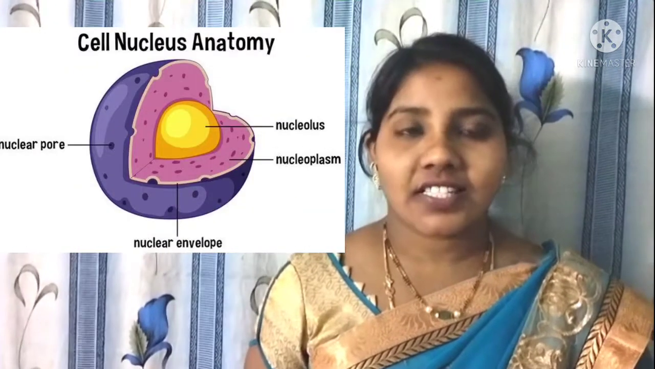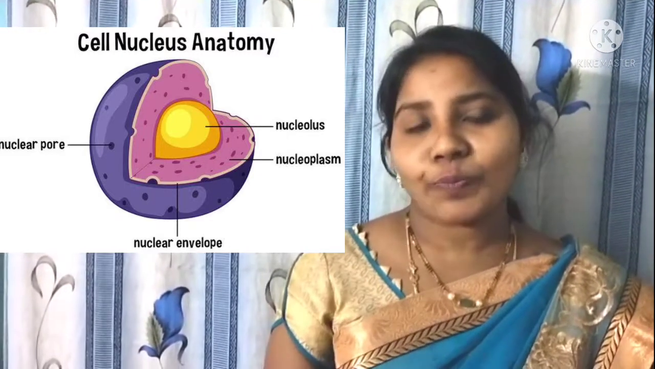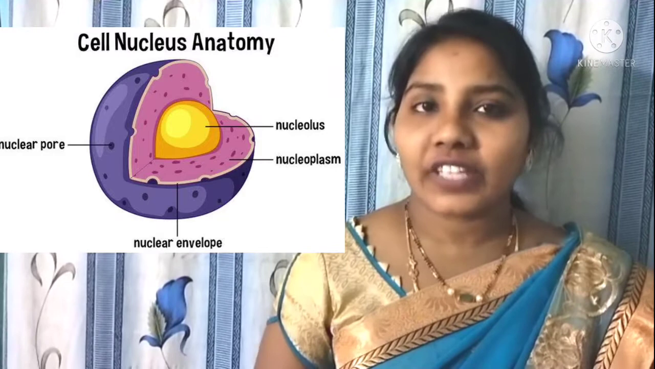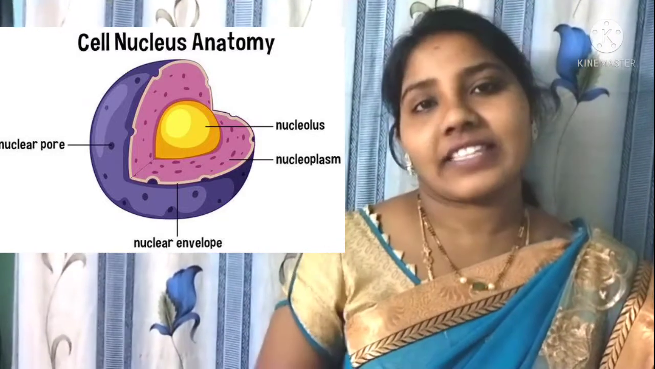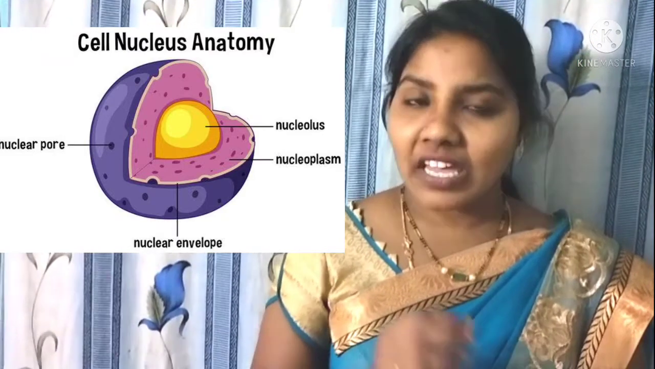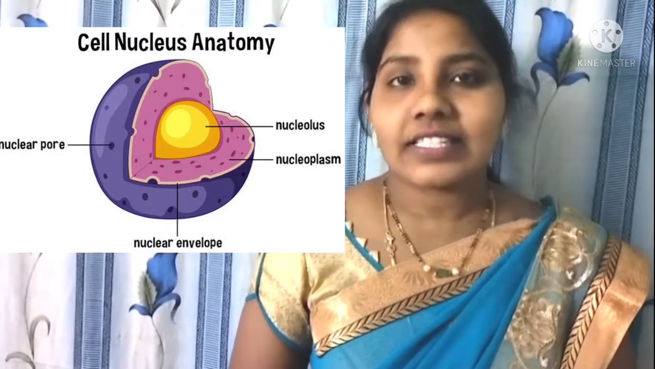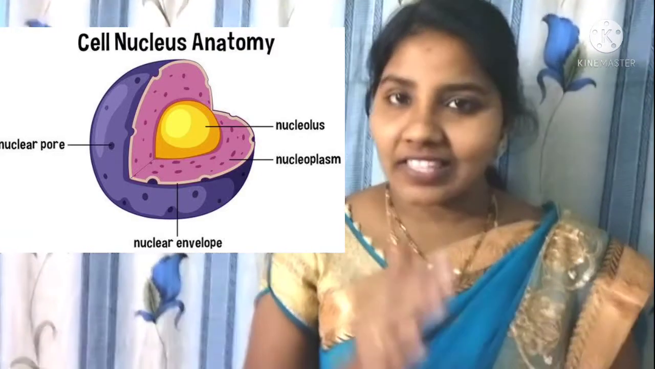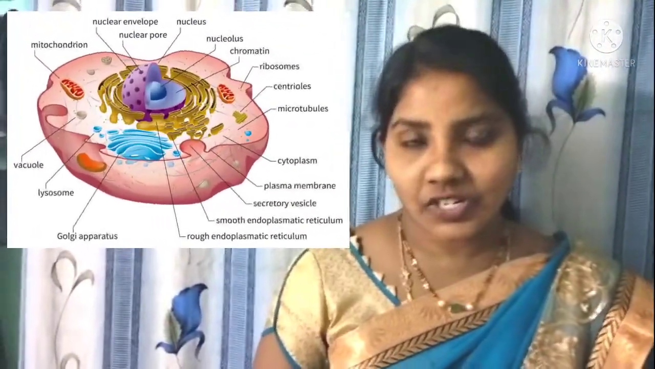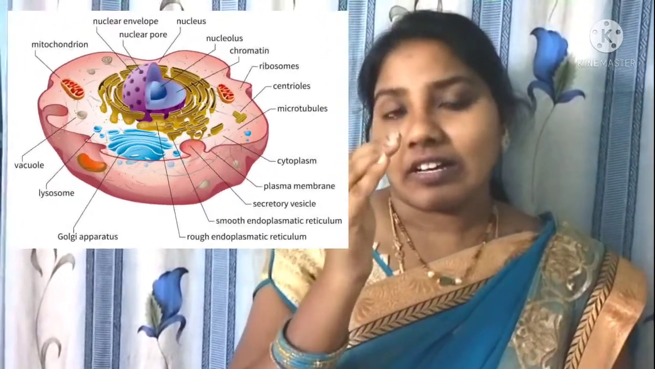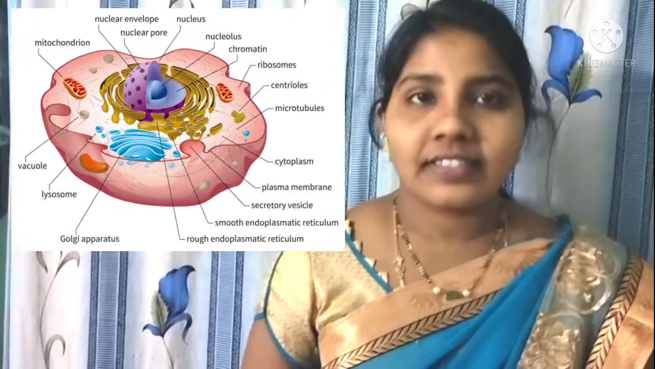Nucleus functions. The first major function of the nucleus is that it supervises the total activities of the cell. So it is a supervision, that's why it is called the master brain or the main cell organelle. The second function of the nucleus is cell division. By cell division, the information is transferred from one generation to another generation. The main reason for this activity is the nucleus.